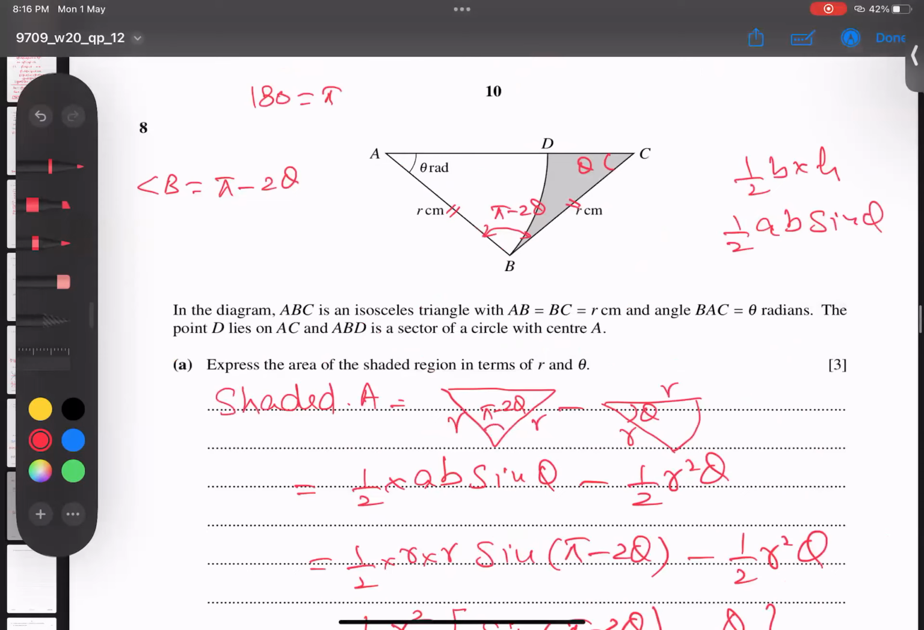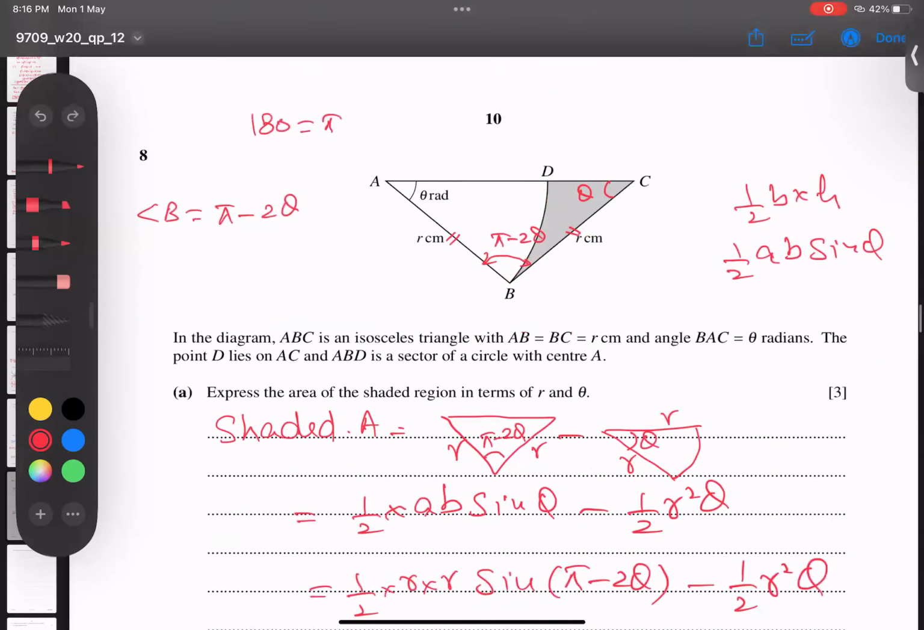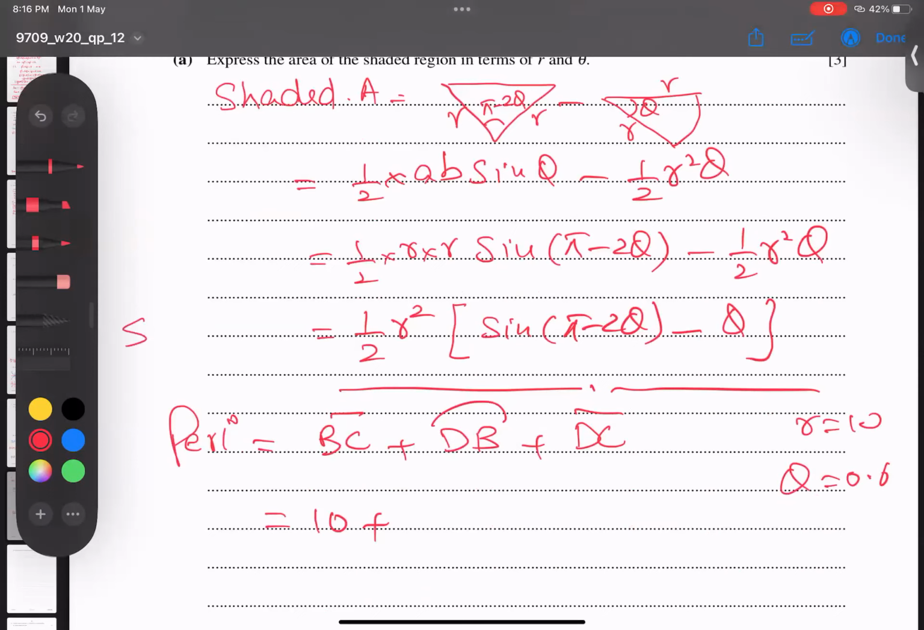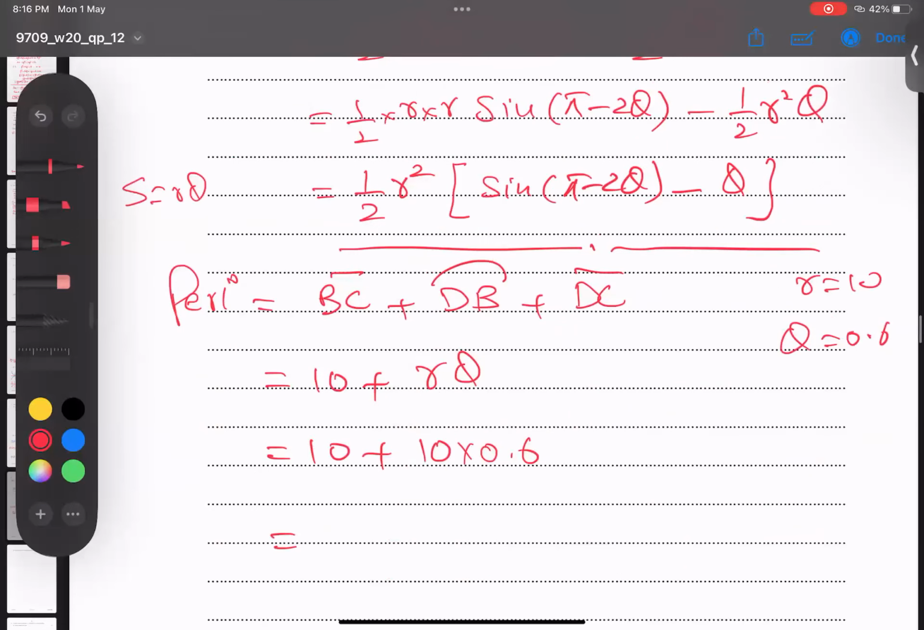Now what are we looking for? The next part, arc length. The arc length is this, students. And what is the formula? The arc length formula I'm writing here: s equals r theta. And what are R and theta? R and theta are both given by him, so this is not a hard job. R is 10, theta is 0.6. The 6 becomes, this is easy.